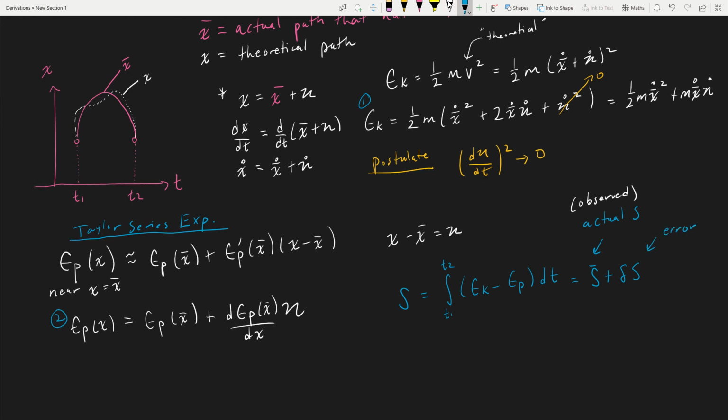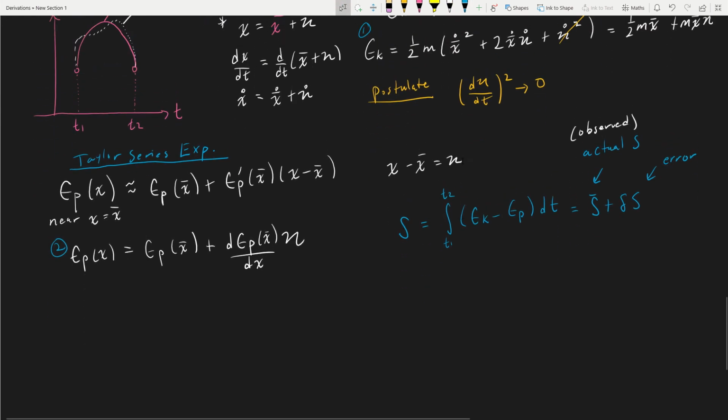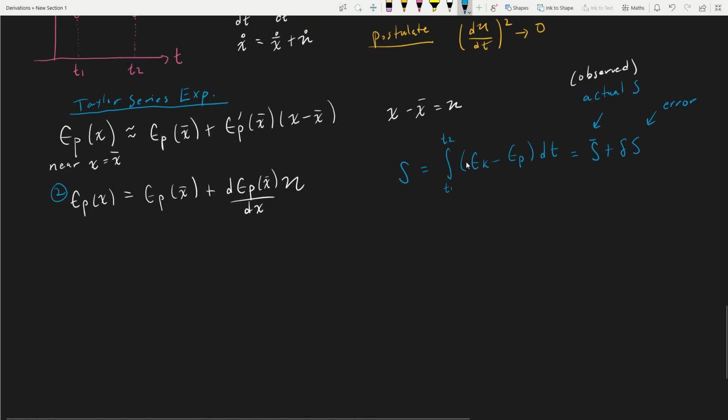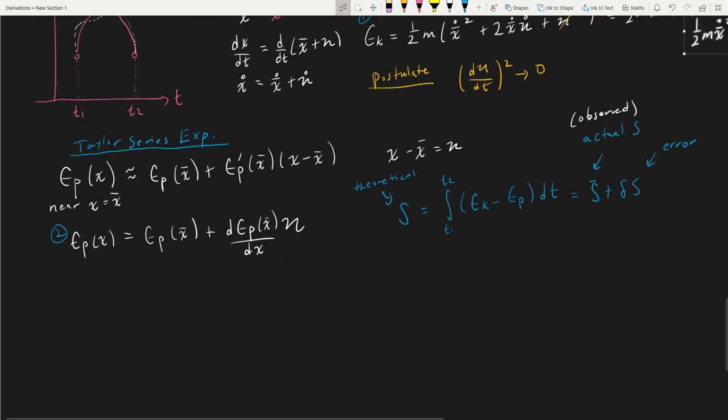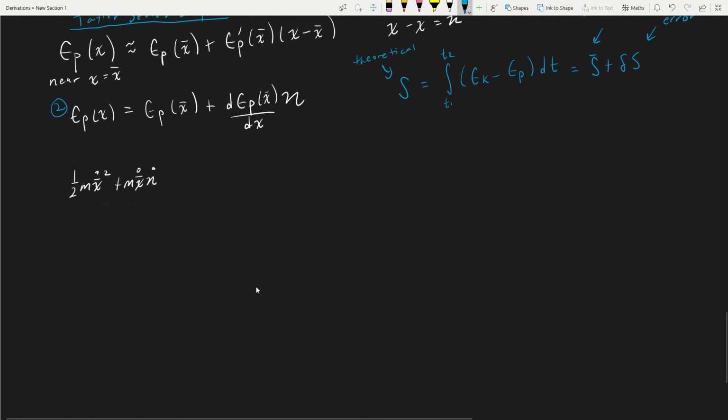Remember what we're doing here. We're calculating the principle of least action for a theoretical path S. This is theoretical. All right, well, let's plug in some of our numbers here. I'm going to rewrite what we got for EK, just bring it down here. Okay, so we got EP, we've got EK. Let's fill that in.